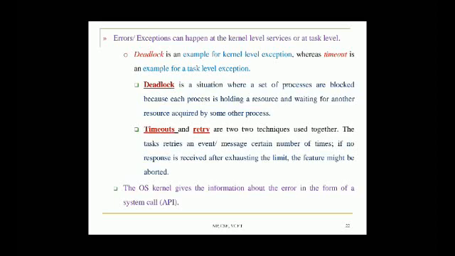Coming to timeout or retry, we use both techniques together: when the task is executing, it retries an event or a message a number of times. If no response is received after exhausting the limit, then we use a feature to abort the particular task. The operating system kernel gives information about the error in the form of a system call, using the API. So that's all about deadlock and timeout.